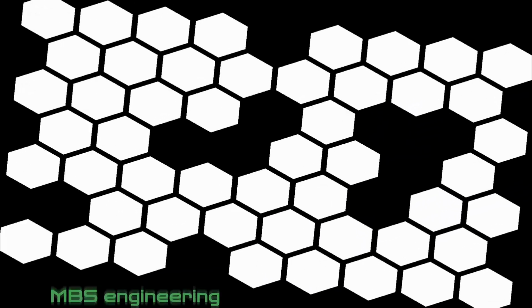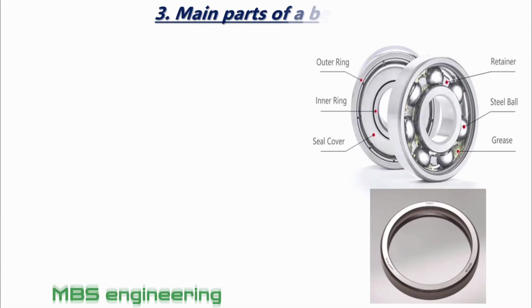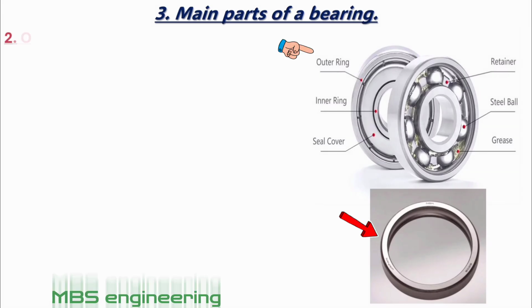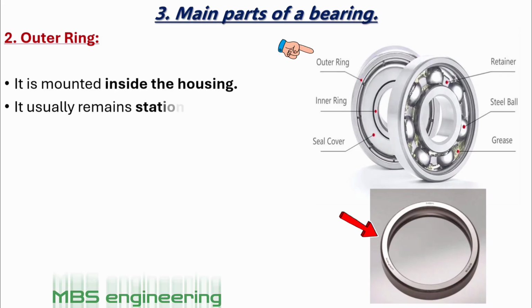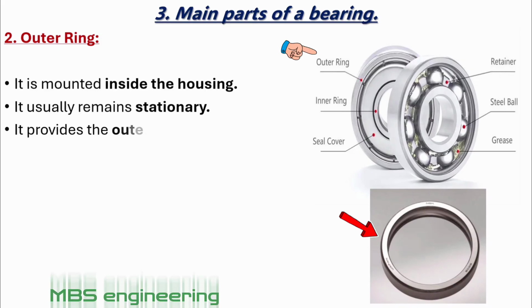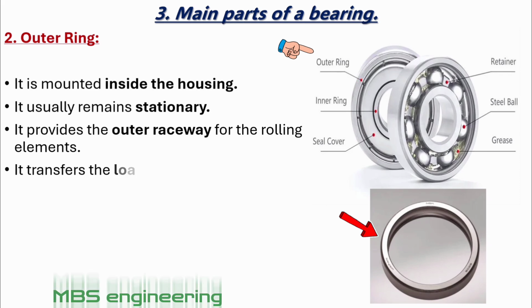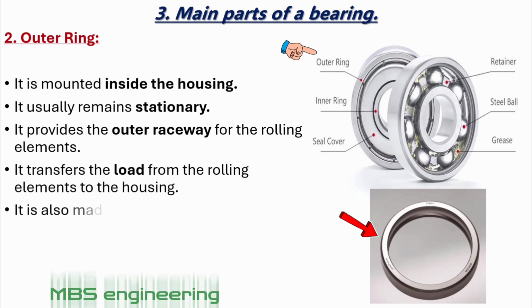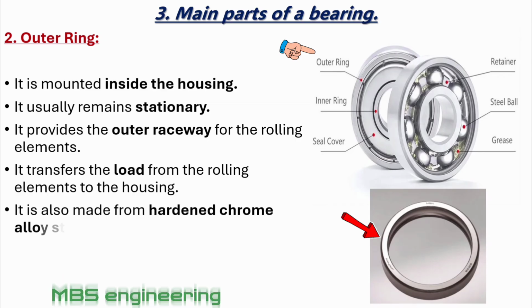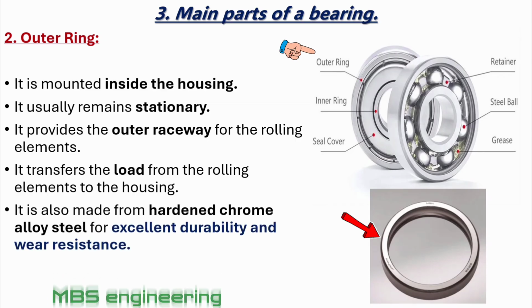Next, we will learn and understand the main parts of a bearing. The second main part of the bearing is the outer ring. It is mounted inside the housing. It usually remains stationary. It provides the outer raceway for the rolling elements. It transfers the load from the rolling elements to the housing. It is also made from hardened chrome alloy steel for excellent durability and wear resistance.